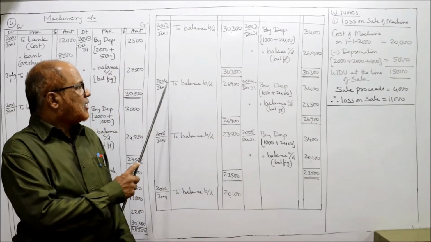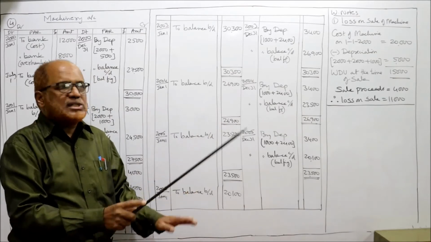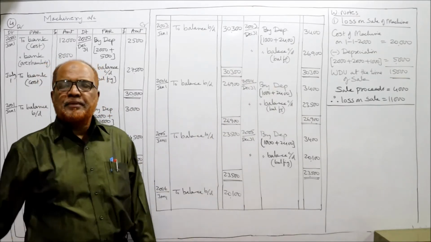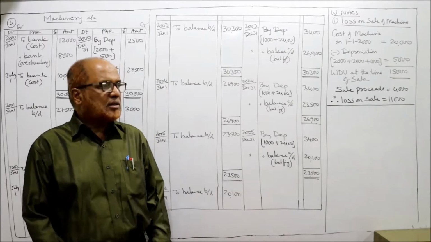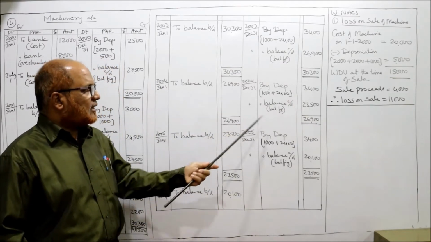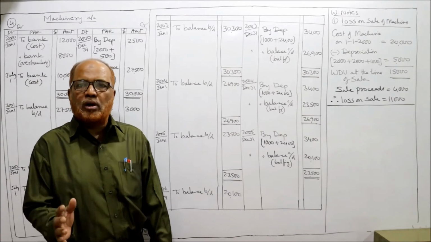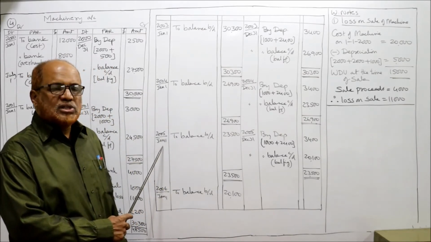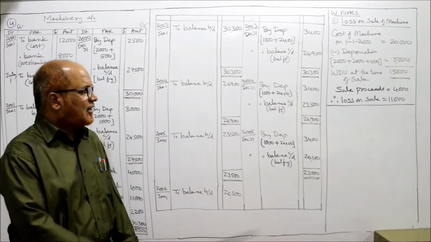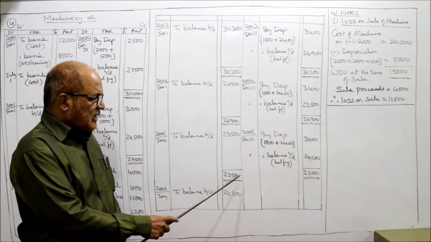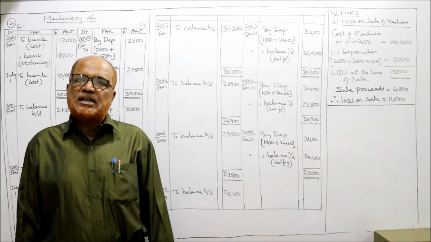Now I am coming to 2004. So 2004 January 1st, to balance brought down, 26,900. Now there is no purchase, no sale in 2004, by depreciation. Annual depreciation will remain constant because we are following the original cost method. So the same 3,400 depreciation. 26,900 minus 3,400, 23,500 is the closing balance on 31st December 2004. Now coming to the last year, 2005. 2005 January 1st, to balance brought down, 23,500. No purchase, no sale. By depreciation 3,400. 23,500 minus 3,400, 20,100 is the closing balance on 31st December 2005.